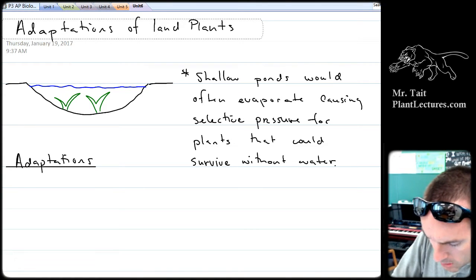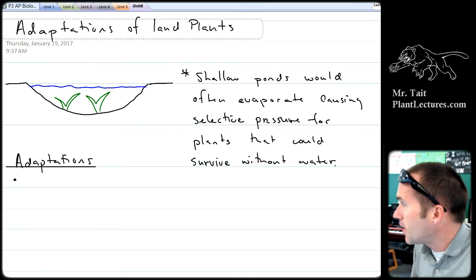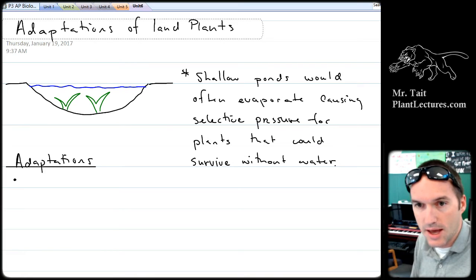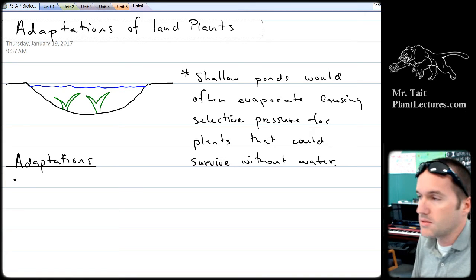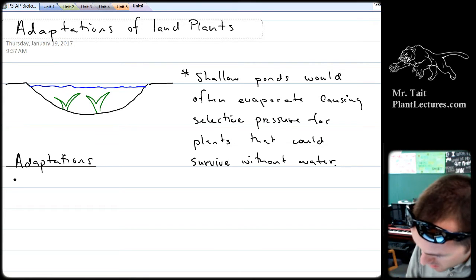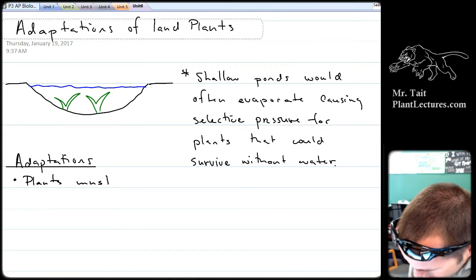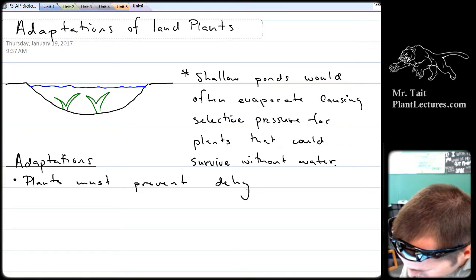So in order to do this, let's think about problems that would arise. What's the first problem that arises from not having water all around you? What's the first thing that they have to be able to do? Yeah, they have to prevent dehydration, right? So that's step one: plants must prevent dehydration.